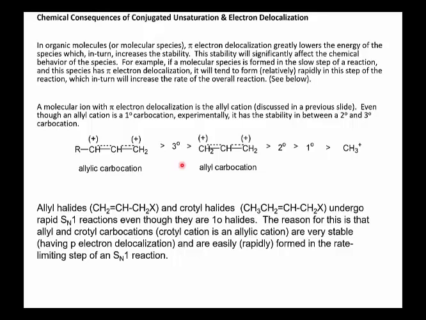Well, let's add to this series 2 carbocations that have conjugated pi electrons. First, let's consider this one. Now, we saw this just a couple slides earlier. It's called an allyl carbocation. Important to know the name of that.